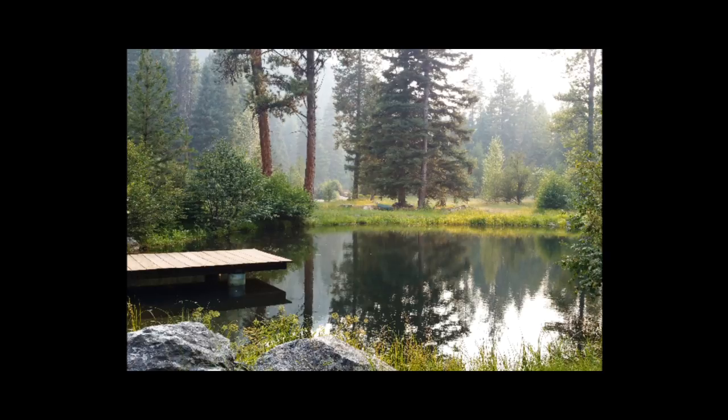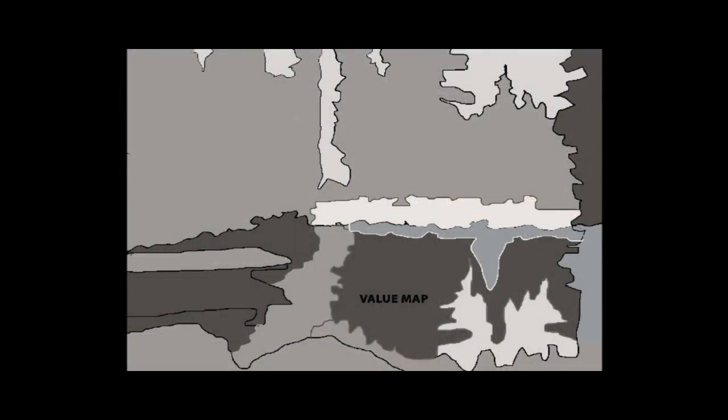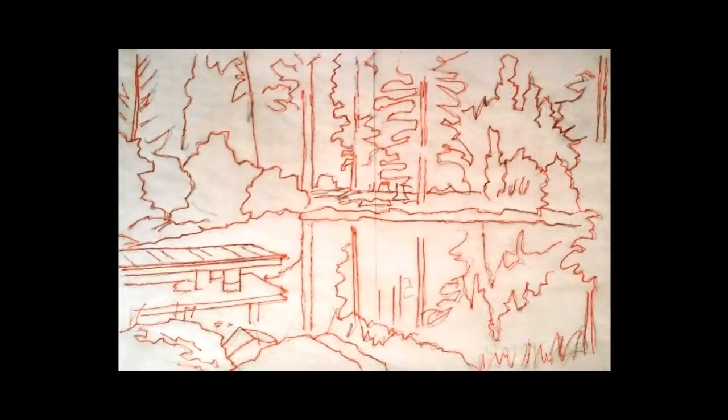I have made my value map as usual. I've gone in and tried to make everything in about 3 values, and it has a lot more values in it than that, but at least to simplify it as much as possible, I'm going to use this as my value map for the first painting. And then the sketch, I'll show you that here.